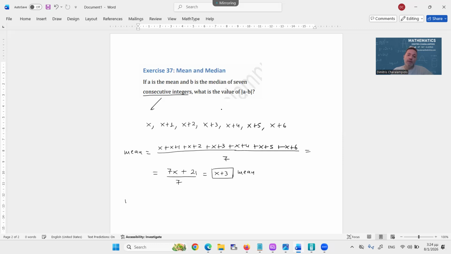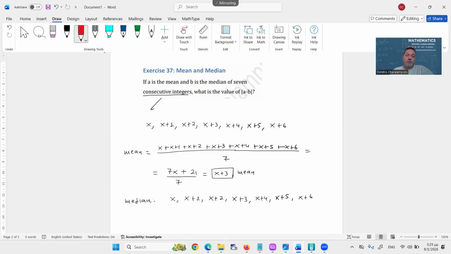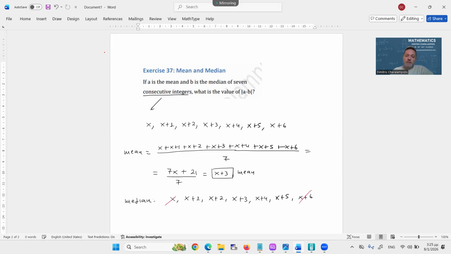Now, regarding the median, we know that all it takes is to put them in numerical order, from the smallest to the biggest or from the biggest to the smallest, it's irrelevant. And then, one by one, start crossing out values. The smallest, then the greatest, the smallest again, the greatest, the smallest, the greatest. If we only have one value left, then that is the median. So here we ended up with x plus 3. So x plus 3 is also the median.